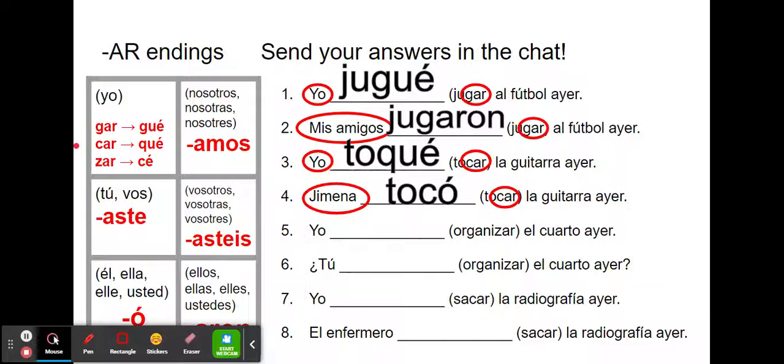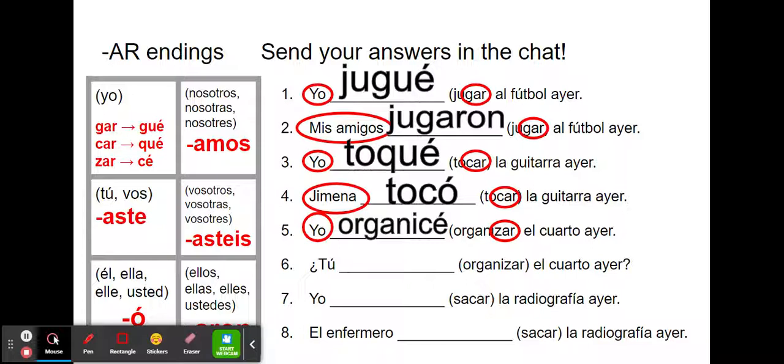Tocó. Number 5. Yo organizar el cuarto ayer. I organized the room yesterday. So this, we should notice, is a ZAR verb. And it's in yo form. So that ZAR is going to change to CE with an accent mark. So that is organicé. Yo organicé el cuarto ayer.